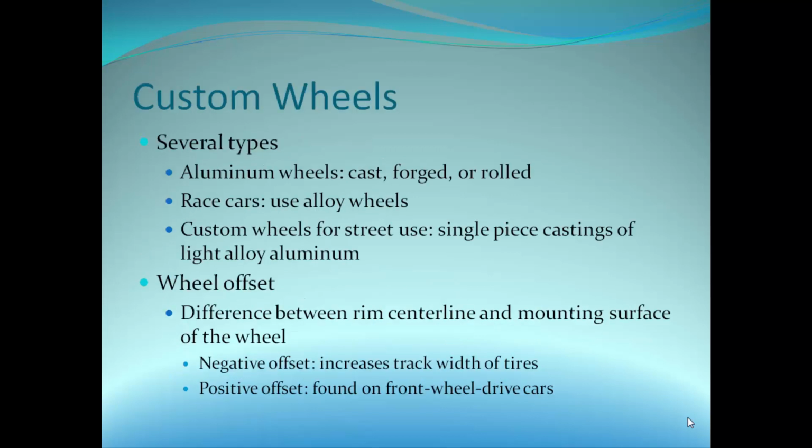Custom wheels come in several types. Aluminum wheels can be cast, forged, or rolled. Race cars, of course, require custom wheels and use alloy wheels. Custom wheels for street use are single piece castings of light alloy aluminum. For wheel offset, it is the difference between the rim centerline and the mounting surface of the wheel. So this is the wheel offset. Negative offset increases the track width of the tires, but positive offset is found on front wheel drive cars, so you have to take care of negative and positive.